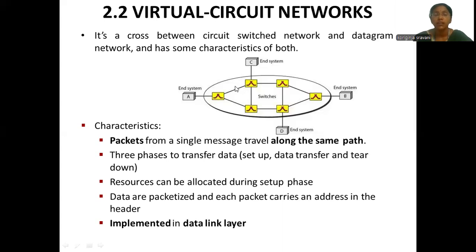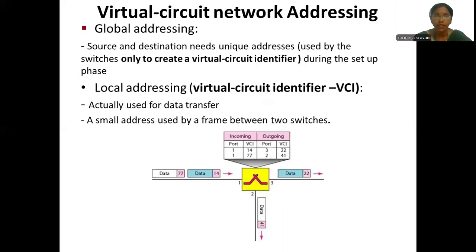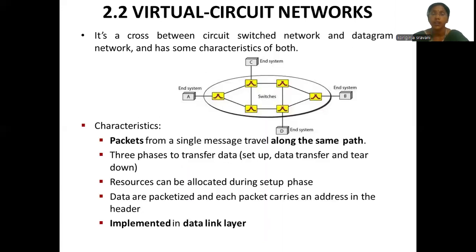Here the data will be packetized, meaning the message is divided into some packets. So this part is like the datagram network, and each packet will carry a header. For each and every packet, there will be a header. This network is implemented in the data link layer, whereas the datagram network is implemented in the network layer. So for each and every packet, we have an address in the header.